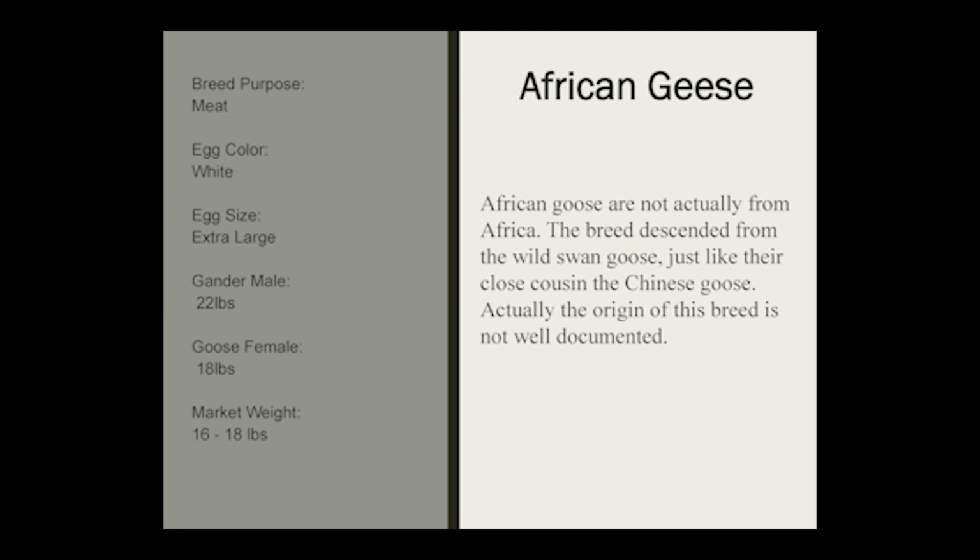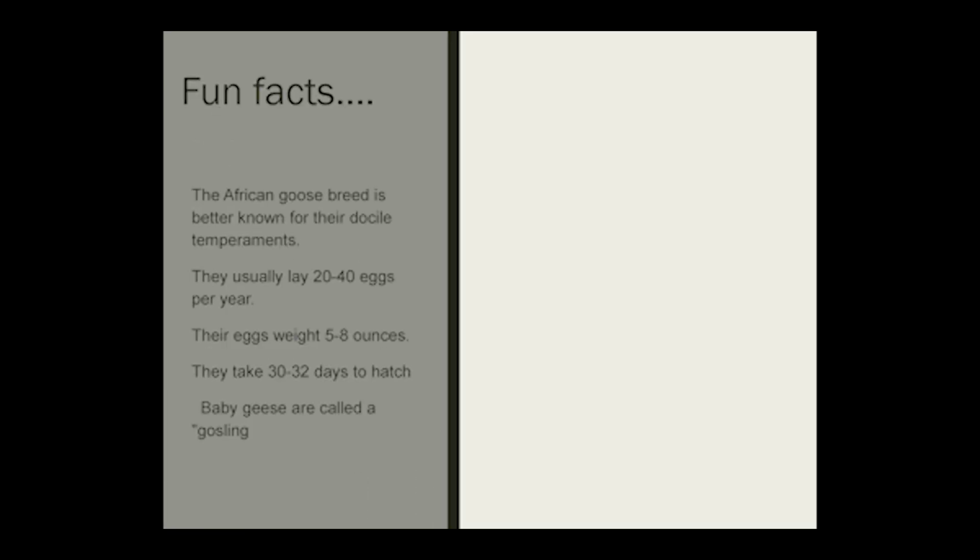The breed descended from a wild swan goose, just like their close cousins, the Chinese goose. Actually, the origin of this breed is not well documented, so we rely on conservationists to constantly gather information about this breed of goose. More fun facts: the African goose is better known for their docile temperament, so they're pretty friendly.